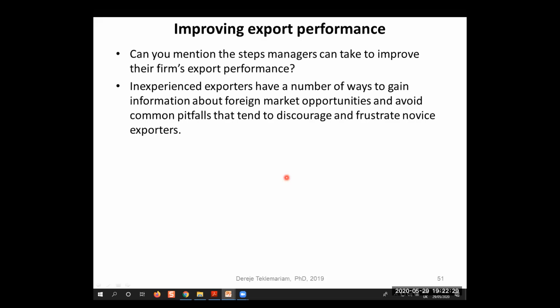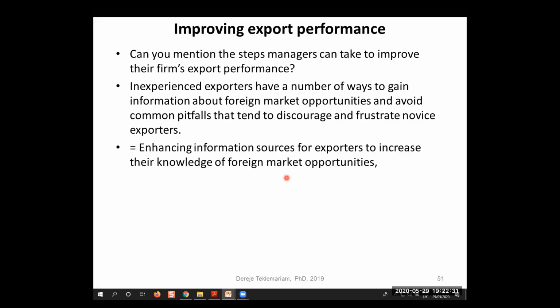So what's important in this case is really, one, before thinking of enhancing export, we have to bear in mind that there are some pitfalls, and understanding the pitfalls and not committing them is the first stage. The second one is enhancing information sources for exporters.